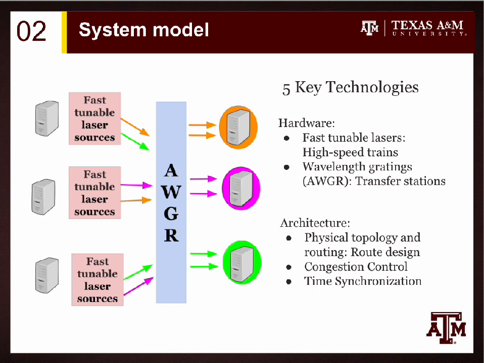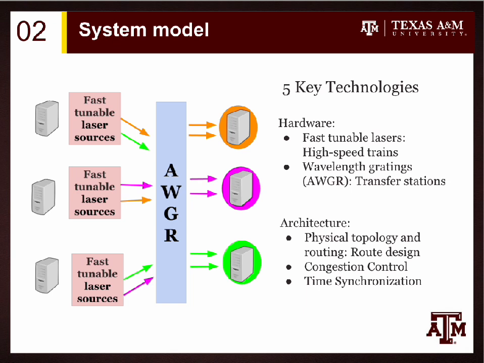So now let's take a quick look at what the system in this paper actually looks like. Each server has several fast-tunable laser sources and can receive light at a specific wavelength. Tunable here means that the laser source can generate light at different wavelengths. When the light passes through the component called an AWGR, different wavelengths are routed onto different paths and sent to their respective receivers. And there are some clever control logics involved in making this work.